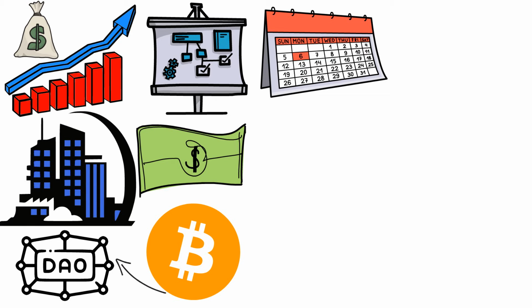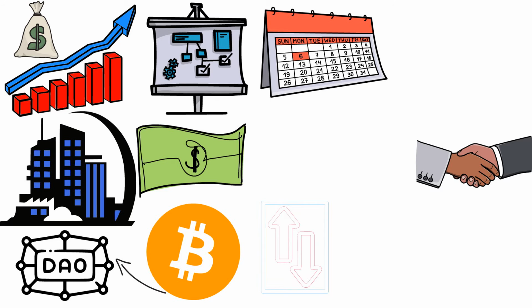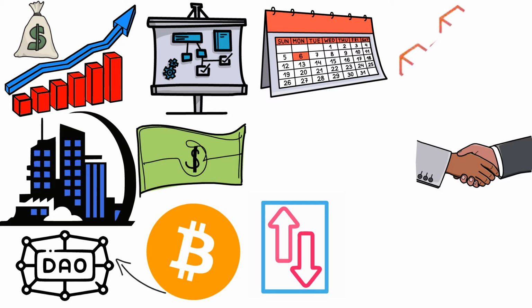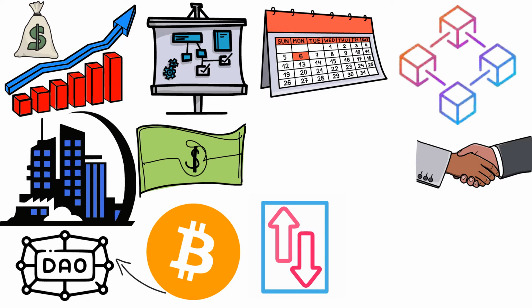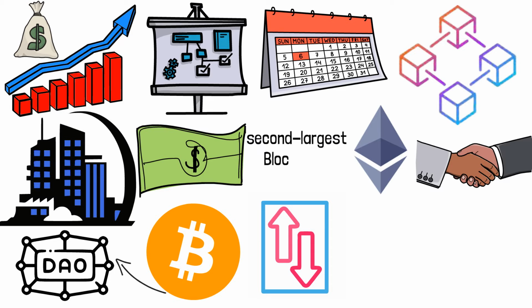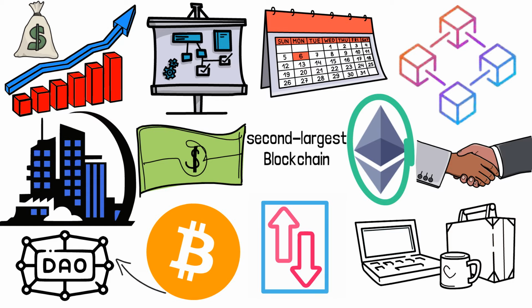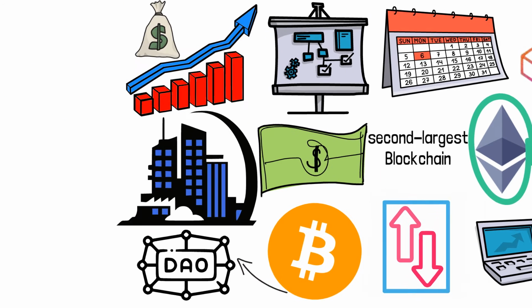In a cryptocurrency DAO, users form agreements to purchase and sell cryptocurrencies by a set of terms, monitored on the Bitcoin blockchain. Ethereum is the second largest blockchain, and most of the DAOs now in existence are built on its network. An internet-native enterprise owned and controlled by its members collectively is how Ethereum defines a DAO.